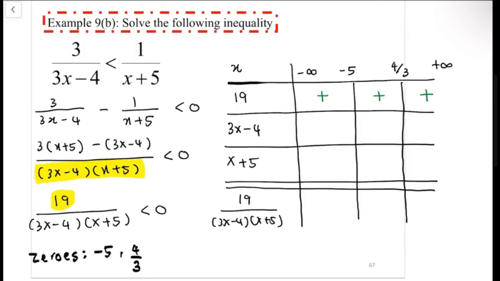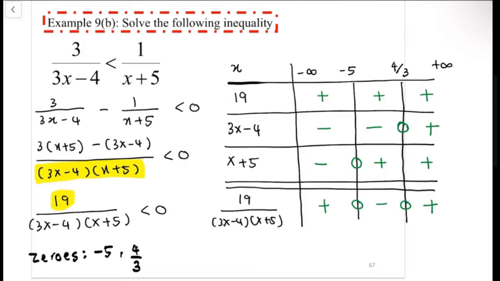Alright, so for 3x minus 4, our zero would be 4/3. I'll use empty circle sebab follow the question. So before that it's negative and then it's positive. And then for x plus 5, our zero will be at -5. So before it's negative, after it's positive. Bring down our circle and then produce our sign. So we will get positive, negative, positive.